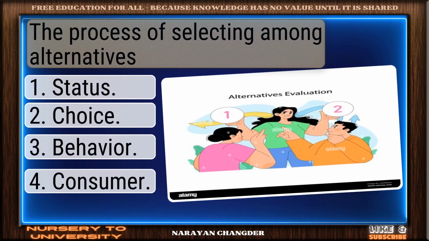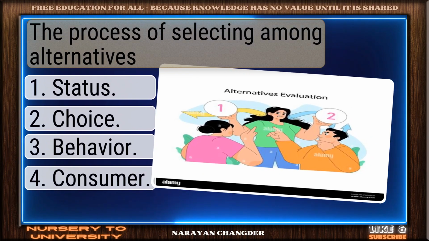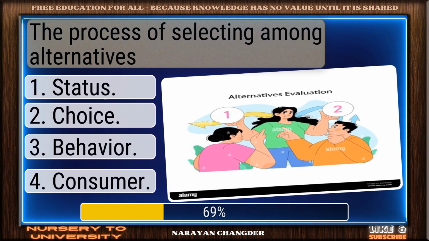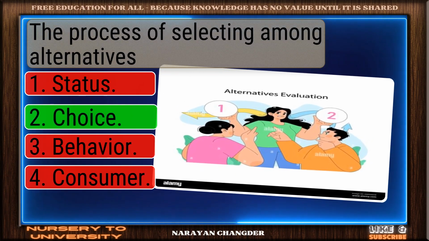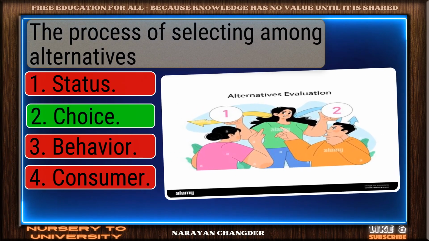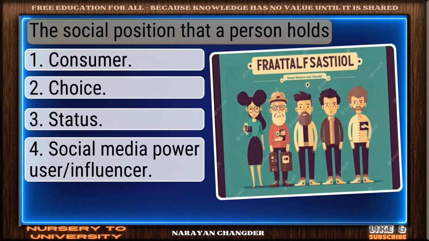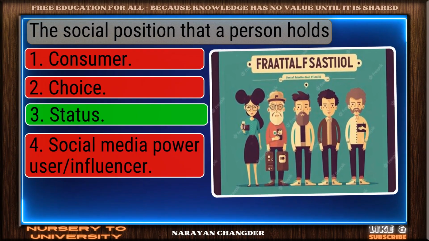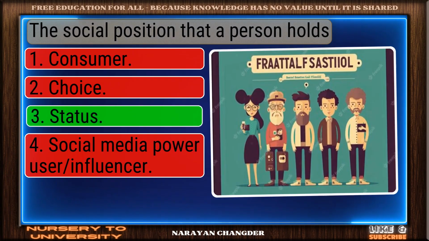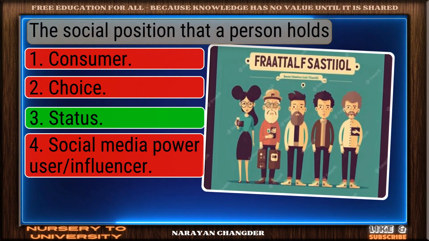The process of selecting among alternatives. Exactly. Choice makes sense, and it is right choice. The social position that a person holds. You chose status, and it is correct.